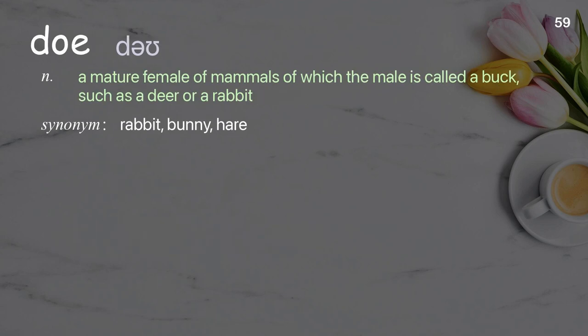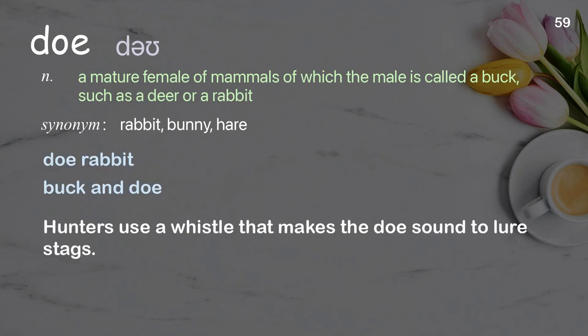Doe. A mature female of mammals of which the male is called a buck, such as a deer or a rabbit. Examples: Doe rabbit, buck and doe. Hunters use a whistle that makes the doe sound to lure stags.